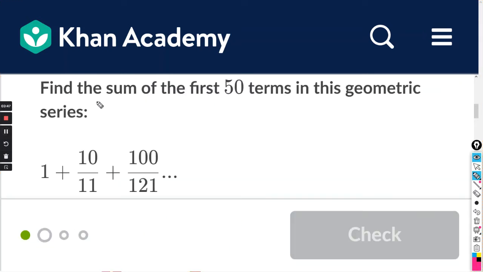Here they want us to find the sum of the first 50 terms in this geometric series. Remember that N is the number of terms, so we're going to let N equal 50. And for R, we can clearly see, because they started at 1, that they are multiplying by 10 over 11.